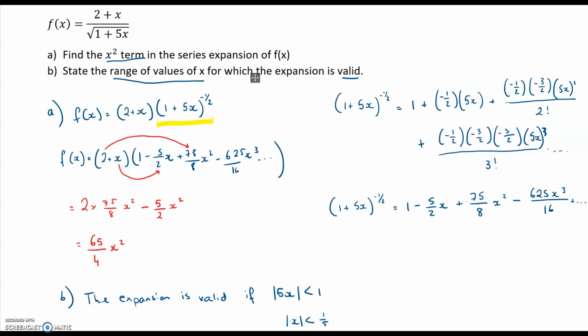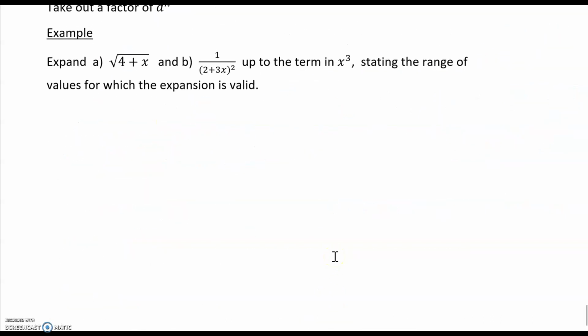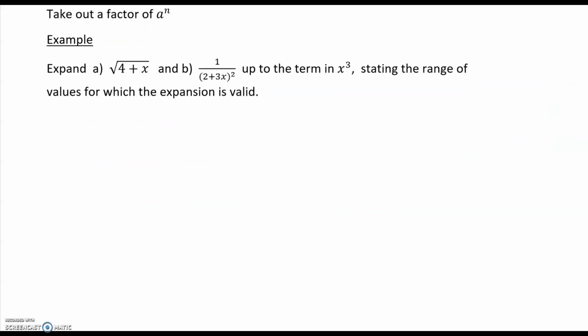Perfect. Lovely. All right, so we're going to move on to the 4.2 now. Everything we've done so far, you'll notice all of our functions have always looked a little bit like this, where we've got 1 plus x to the power of n. But what if that first value, the constant value in our expansion, isn't a 1 at all? What's our method there? Well, we need to make it a 1. Our expansion's only valid if that first value is a 1.